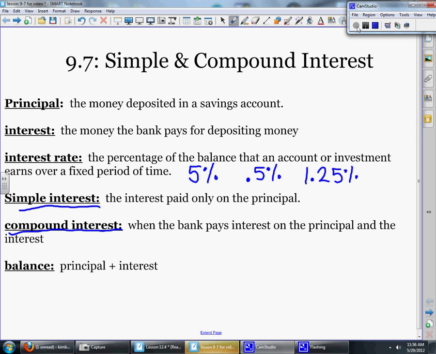when the bank pays interest on the principal and the interest that you earn. So how do you find the balance of your account? You take the principal and you add the interest to it. So what I want you to do is, if you're not done copying down these terms, which I'm sure you're not, pause the video and then come back when you're done, and we're going to go over some examples of simple and compound interest problems.